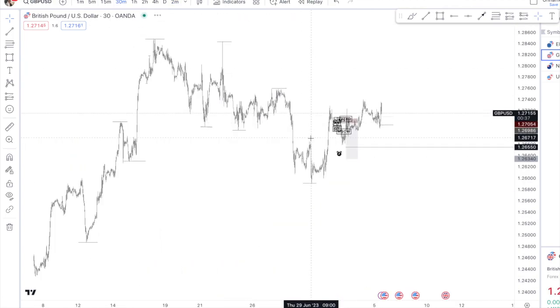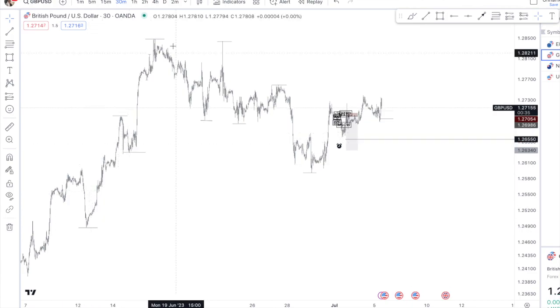So we were in up structure. We broke that down structure here. We didn't break the down structure here. In order to break the down structure, you have to actually break the structure that's maintaining. So this is the one low. One low technically does not break structure. I know I have all these small rules. It just depends how you read it.